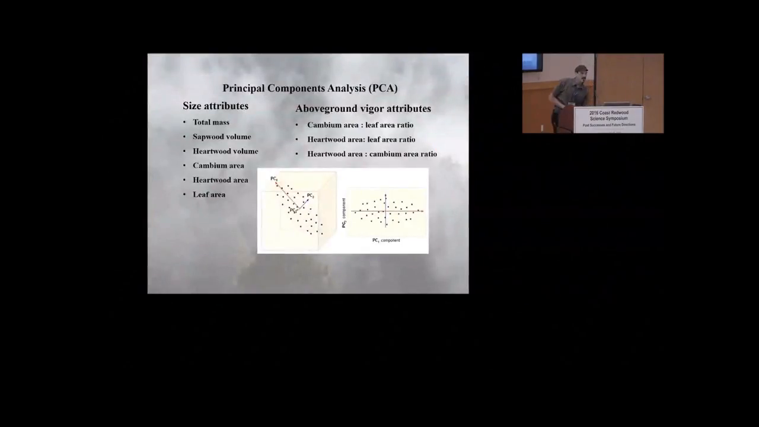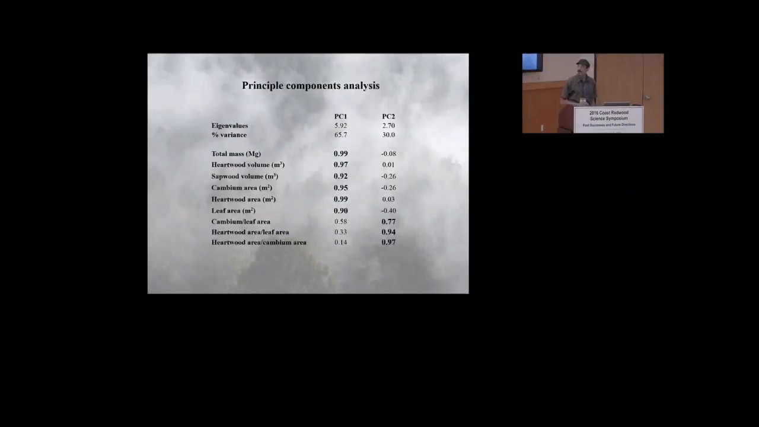So we had a lot of structural variables. You can see 6 that related to size and 3 related to above ground vigor. So we did a principal components analysis to collapse the multicollinearity among these structural variables into scores for each tree. And we'll just go to the results of that principal components analysis. So all the size variables correlated strongly with principal component 1, and the above ground vigor variables correlated with principal component 2. And 95% of the variation in these structural variables was captured in these 2 principal components.